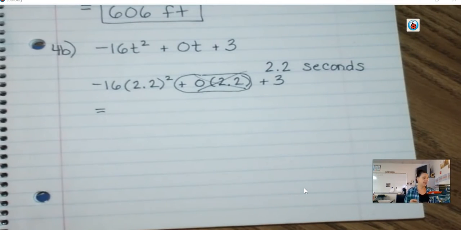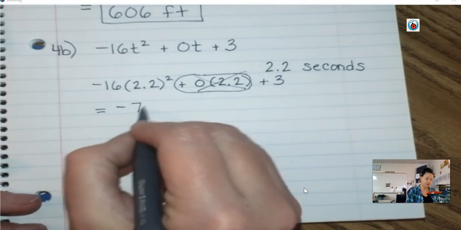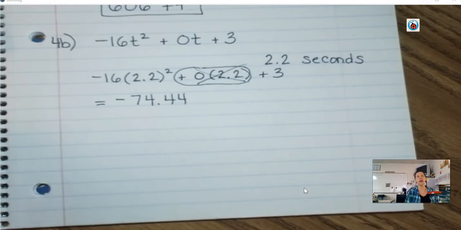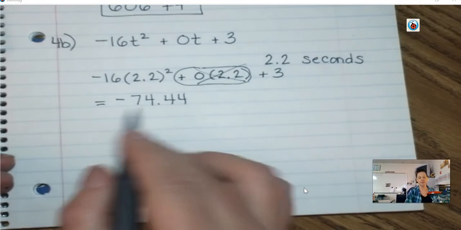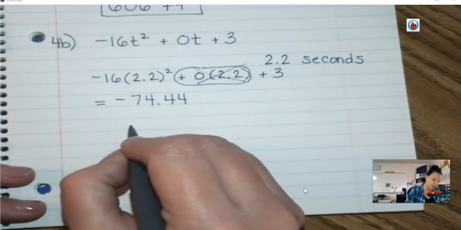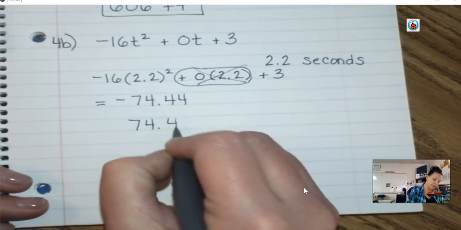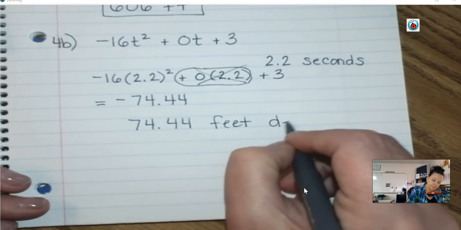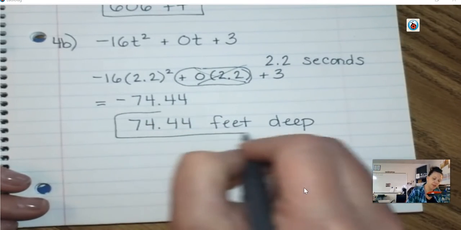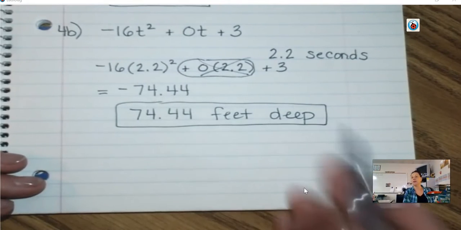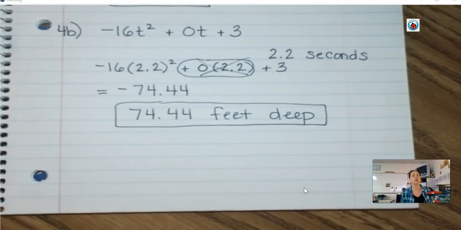Okay, in the calculator, you're going to get a negative number. However, just keep in mind when you're answering this, when it says how deep is it, the well is basically underground, right? So you're not going to answer it as negative 74.44. You're going to say the well is 74.44 feet deep. You will have a question like this on HMH, so make sure you know to take the negative sign off because it's just asking how deep is the well.